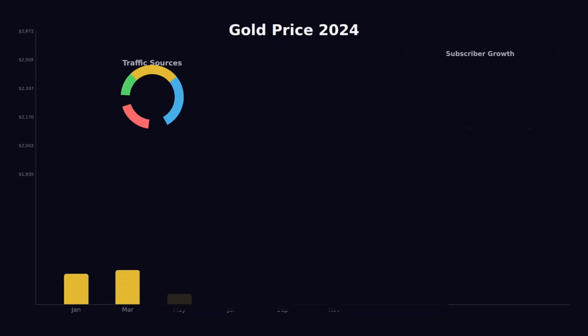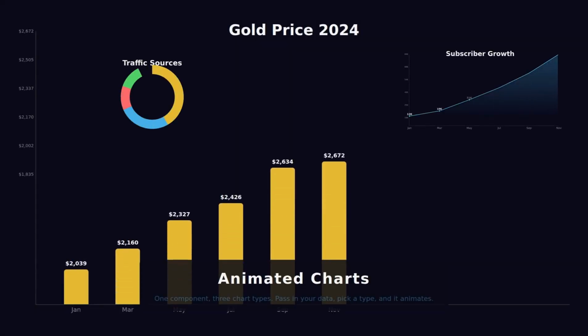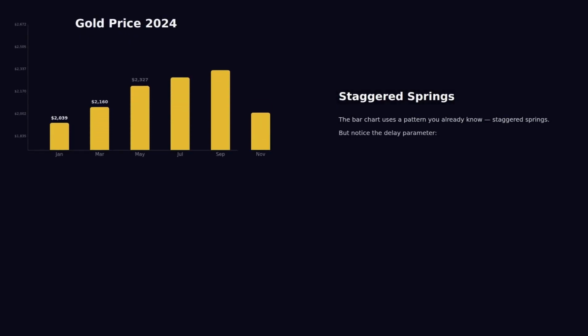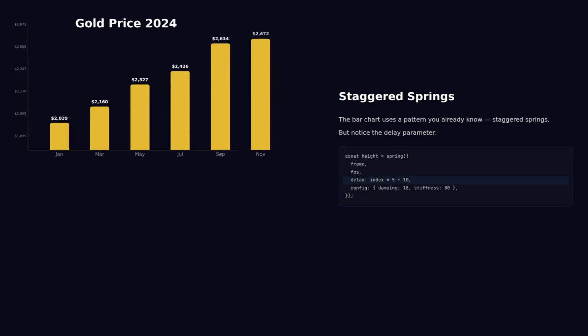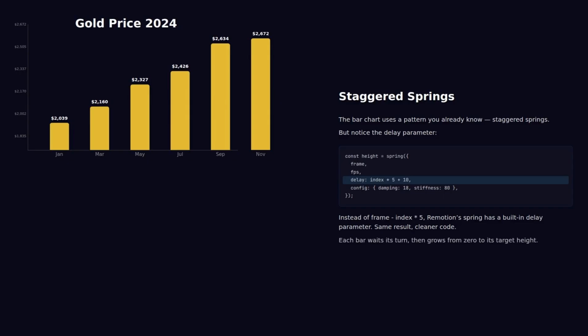Animation 1. Animated charts. First, animated charts. 1 component, 3 chart types: bar chart, pie chart, and line graph. You pass in a data array, choose a chart type, and it animates automatically. The bar chart uses a pattern you already know, staggered springs. But instead of subtracting frames manually, we use the spring's built-in delay parameter. Each bar waits its turn, then grows from 0 to its full height.